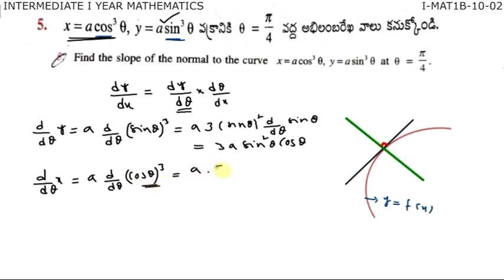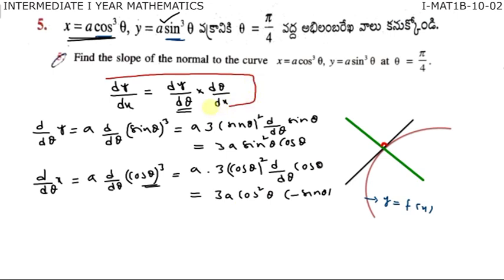derivative of this one is 3 into cos theta whole to the power of 3 minus 1, that is 2, into derivative of cos theta. On simplification, this will get as 3 cos square theta, derivative of cos theta is minus sin theta. Now using this chain rule, substitute dy by d theta and d theta by dx in this one.